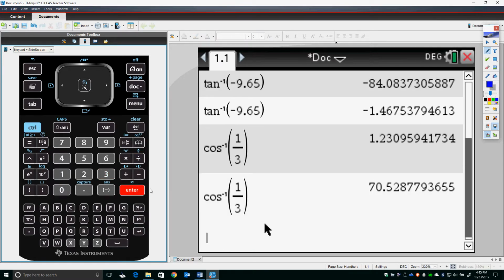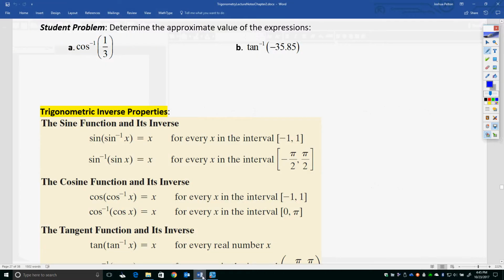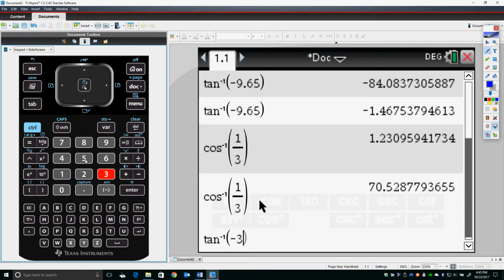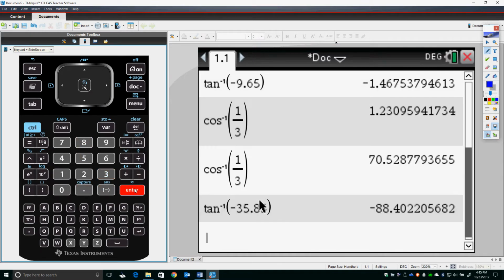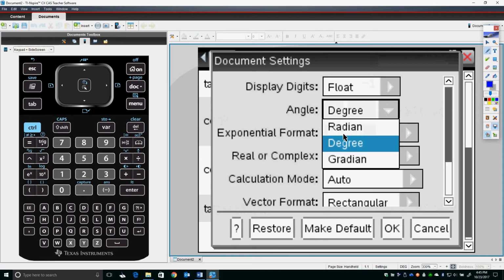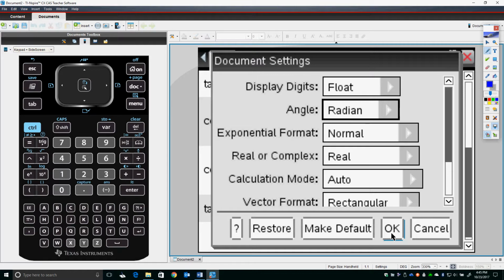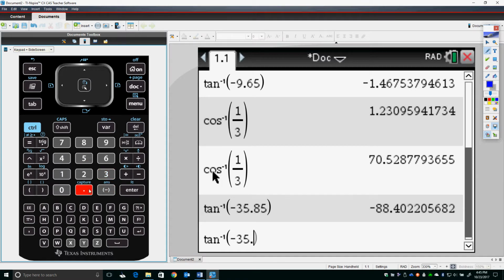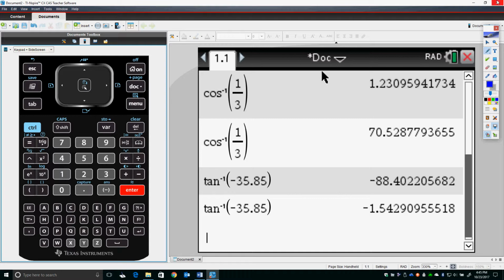And the tangent question, which is the second one for the student problem. So inverse tangent of negative 35.85. That gives us our degree answer. And that gives us our radian answer. Okay, so that's how to use the calculator.